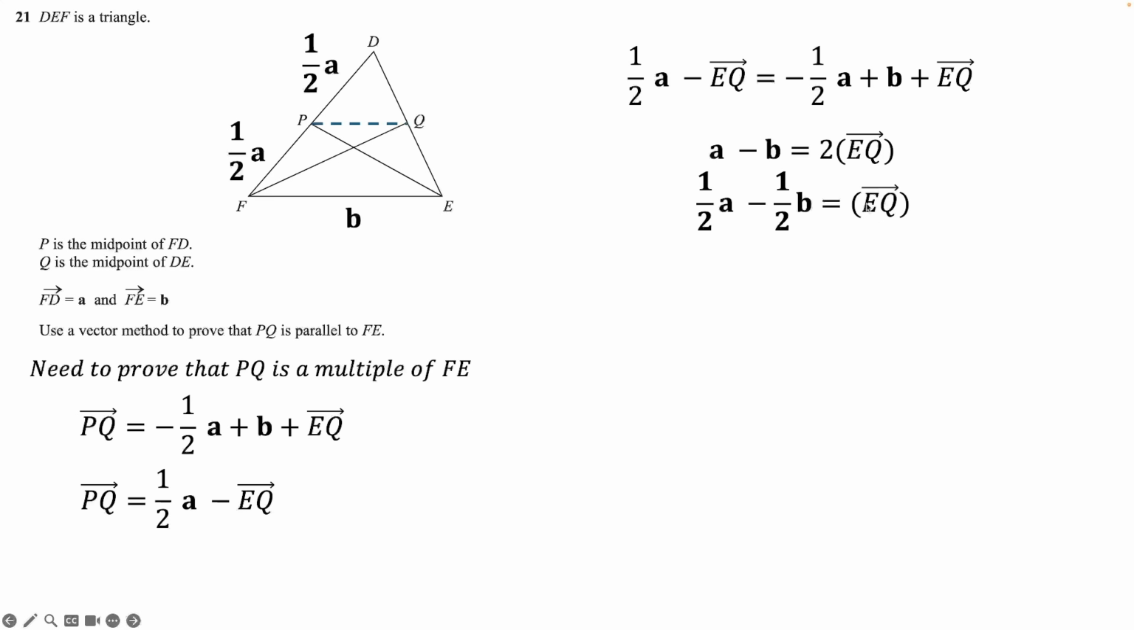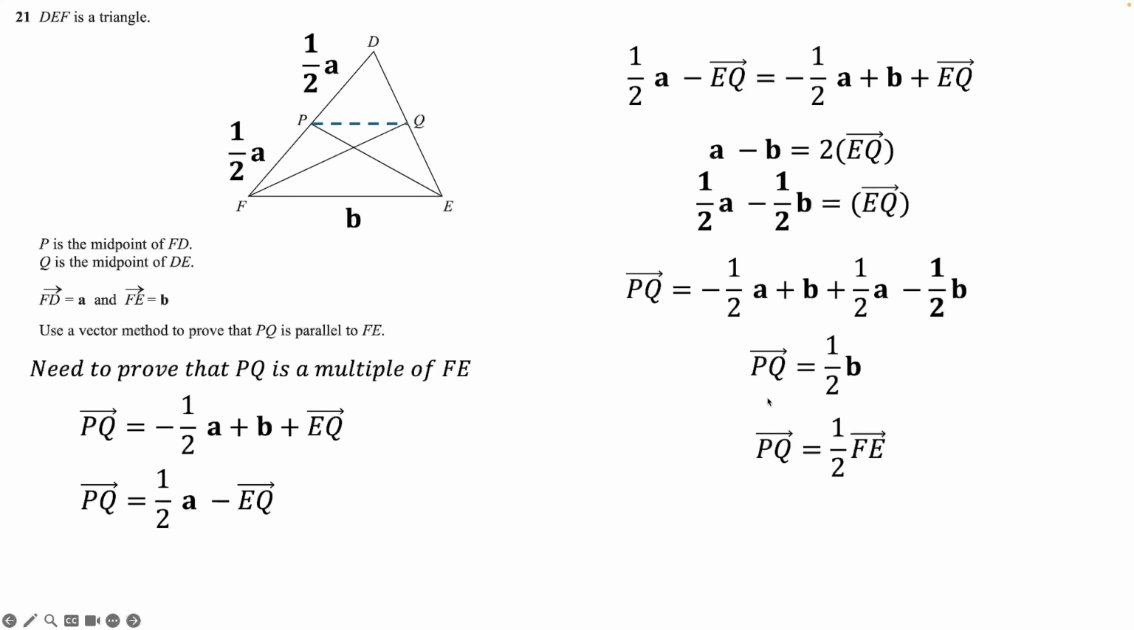Well, if I put this into here, I get this. So I get minus a half a plus b plus a half a minus a half b. Well, the half a's will cancel, and I'll just be left with b minus a half b, which is a half b. So PQ is a half b. Well, b is just FE. So I can say that PQ is a half of FE. So that means that these two are multiples, right? This thing is half of this thing. So that means that they're parallel because they're multiples. And that's all you have to do.